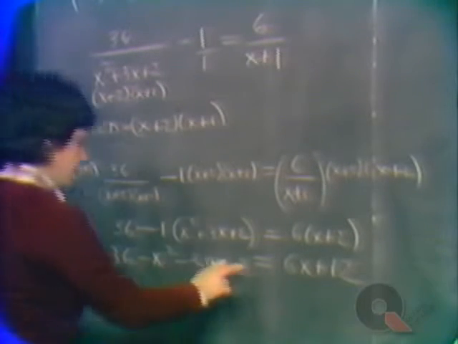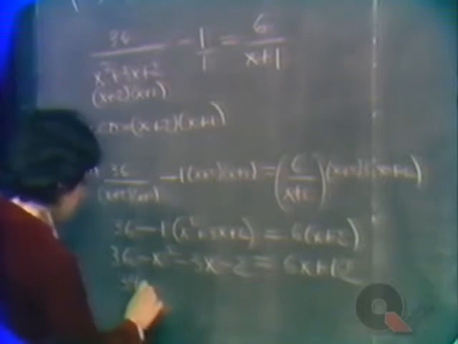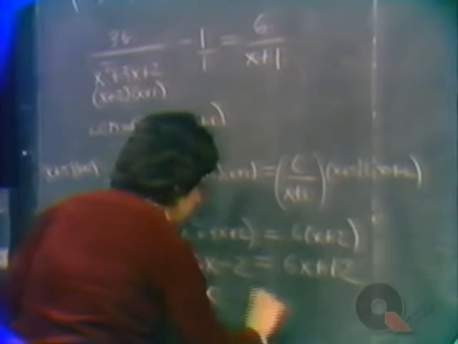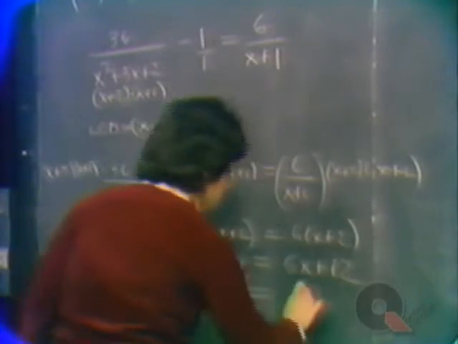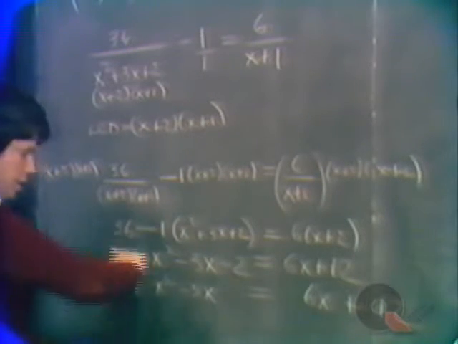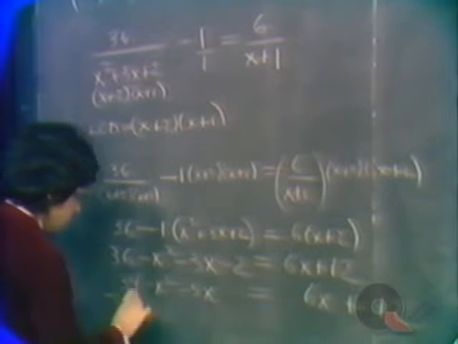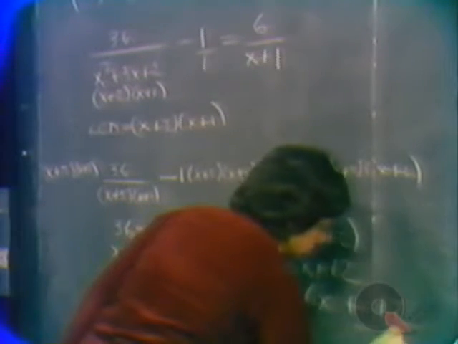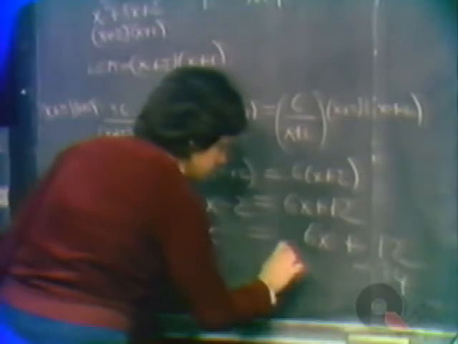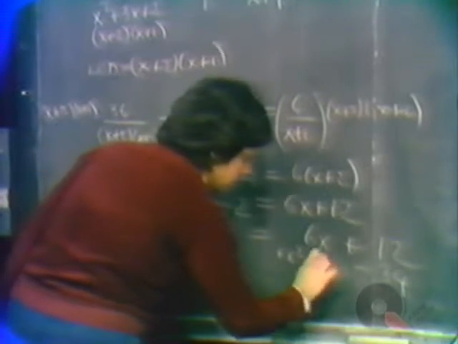Okay, 36 minus 2, that's 34. Minus x squared minus 3x equals 6x plus 12. What I'd like to do is bring everything over to the right-hand side. I'm going to subtract 34 from both parts, add x squared to both parts, and add 3x to both parts.